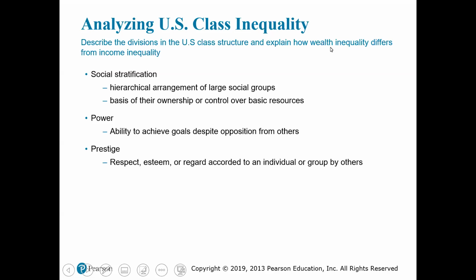Weber's multidimensional model says that economic factors are important in determining class location and studying social inequality, but other factors are also important. The model focuses on the interplay of wealth, power, and prestige, also sometimes referred to as status, as determinants of people's class position. Power is the ability to achieve goals despite opposition from others, and prestige is respect, esteem, or regard accorded to an individual or a group by others, again, often referred to as status.